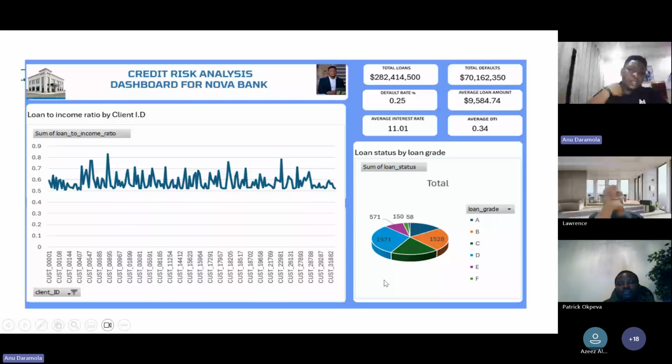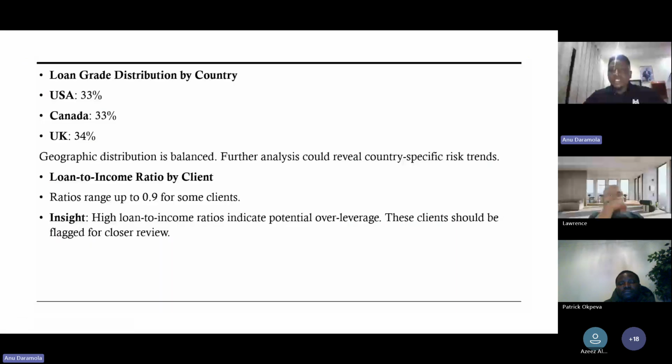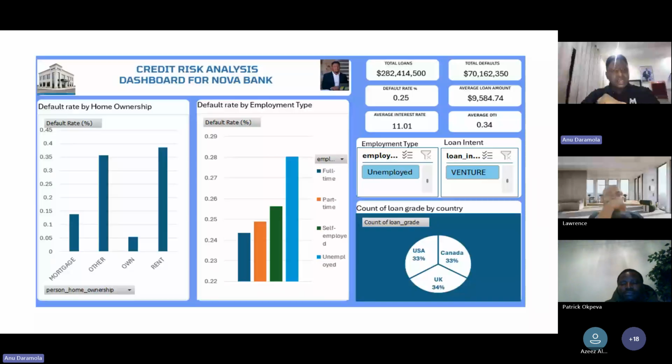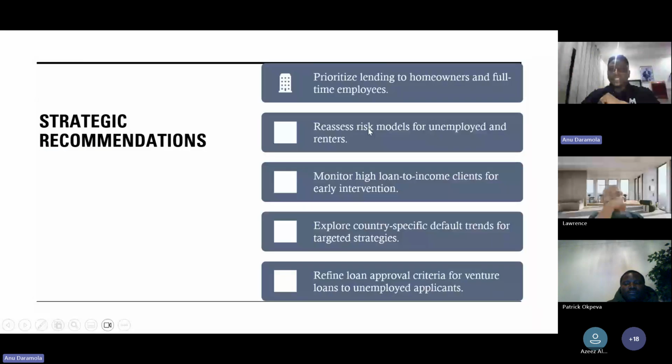So my last take here will just be the recommendation. I just want to talk about the strategic recommendation. What this is saying is that we should prioritize lending to home owners and full-time employees, right? Just from what we saw in the visual, from what we saw here about the default rate. And this also talks about reassessing the risk model for unemployed and renters. Maybe a better option has to come up on how to address the unemployed and the renters, because they are the highest defaulters when it comes to repaying the loan.